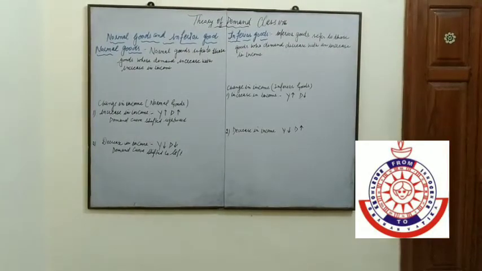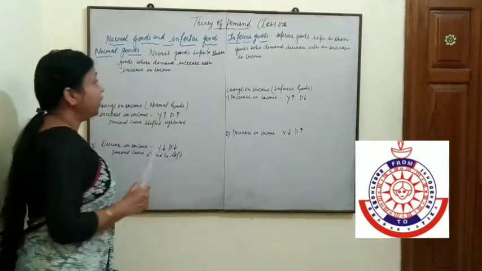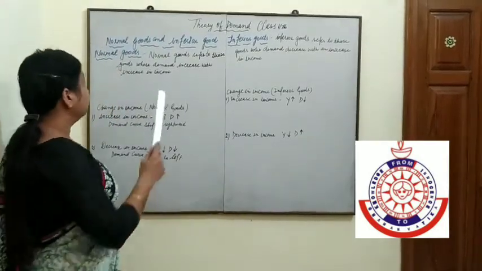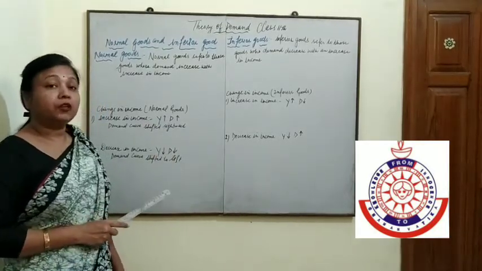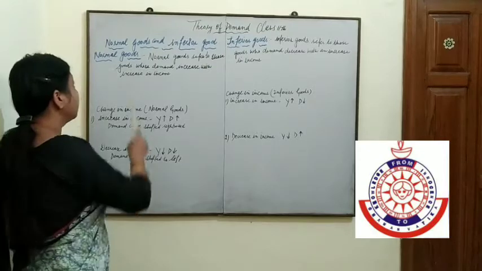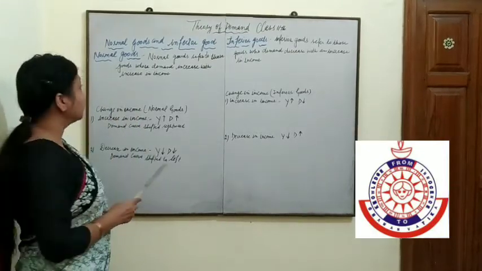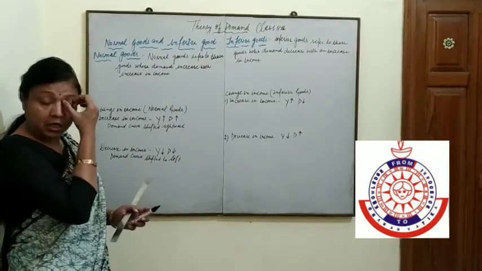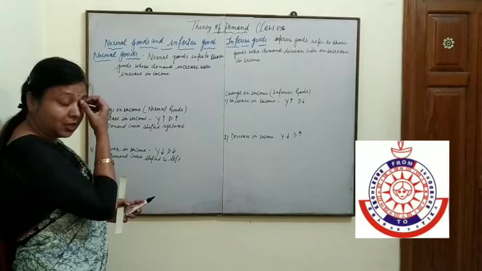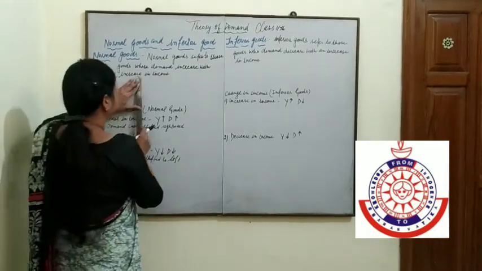Now our next topic is normal goods and inferior goods. What will be the effect on normal goods and inferior goods if our income is changed? Normal goods refers to those goods whose demand increases with an increase in income. When our income is increased, the demand for normal goods increases.